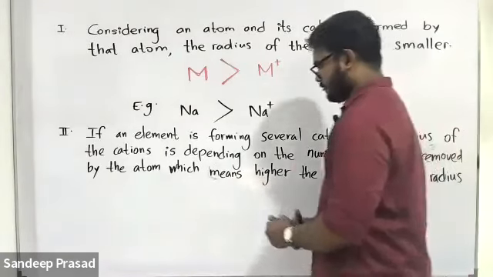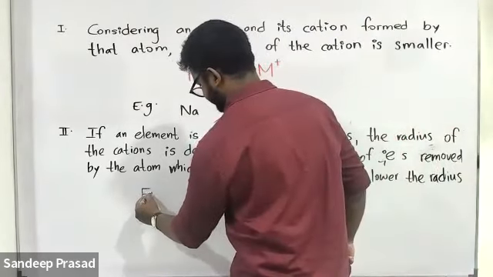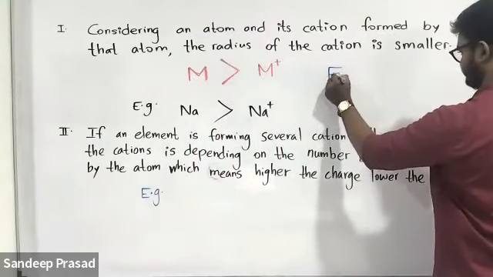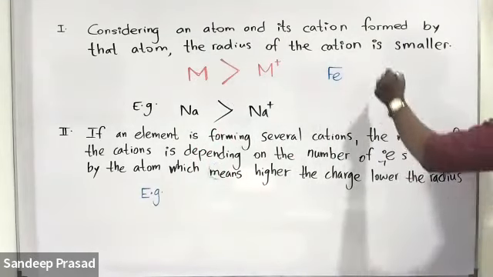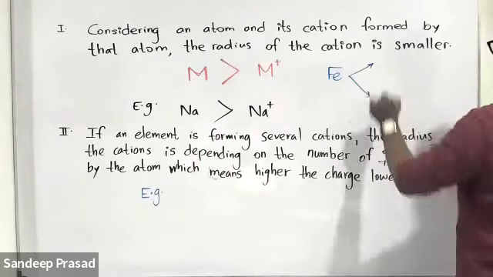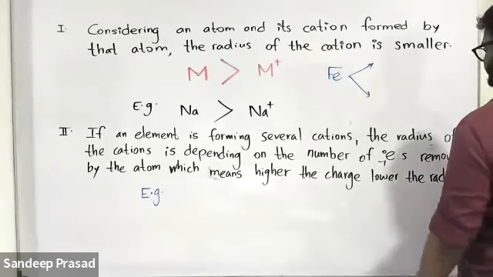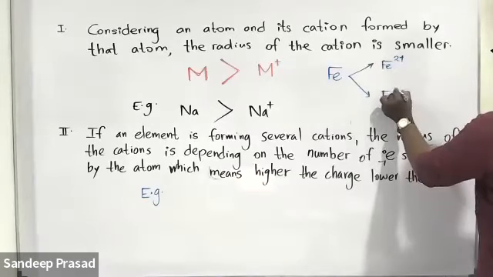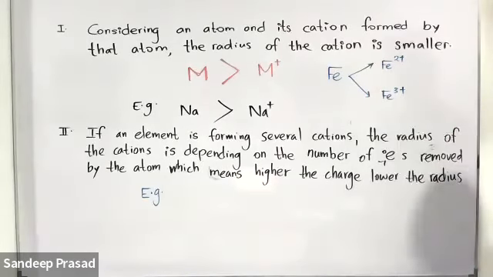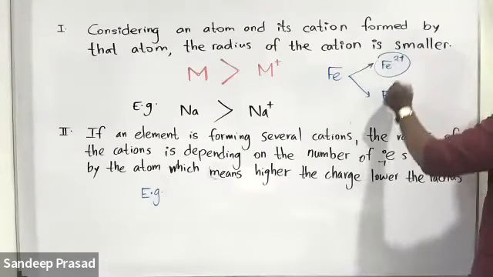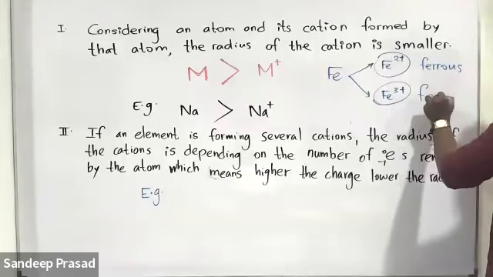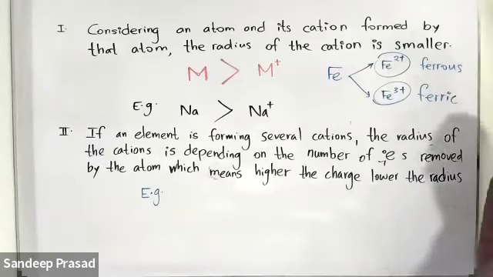Look at this one. If I consider the element iron, remember students, this is the element iron. It forms two cations. I taught you this when we discussed electron configuration. Iron forms two cations, Fe2 plus and Fe3 plus. Fe2 plus is ferrous and Fe3 plus is ferric, the names of the cations, and the element is iron.